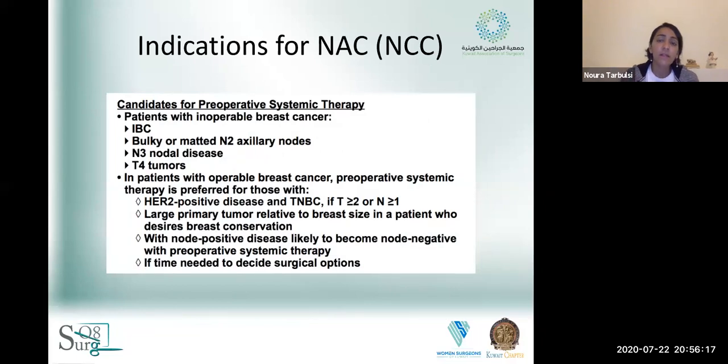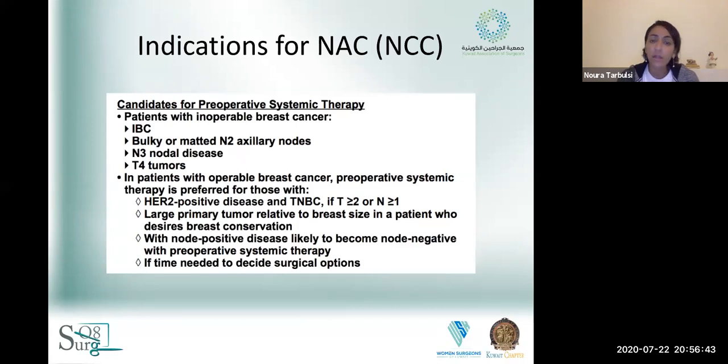So what are the indications for neoadjuvant chemotherapy? Patients with inoperable breast cancer. IBC is inflammatory breast cancer. If you see inflammatory breast cancer, do not operate, even if you think you can do a beautiful modified radical mastectomy and include all of the skin changes. Don't. Start with neoadjuvant chemotherapy.